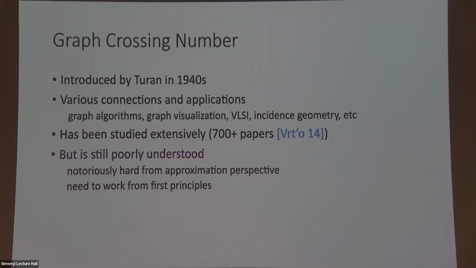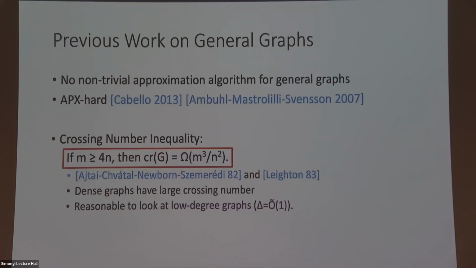Okay, so let's look at some previous results on the approximation side of this problem. For general graphs, there are just no non-trivial approximation algorithms known. The strongest hardness result is only APX-hardness, which rules out a 1.0001 approximation as long as P is not equal to NP, for a very small constant like 1 plus that.